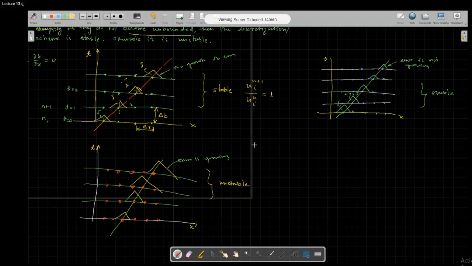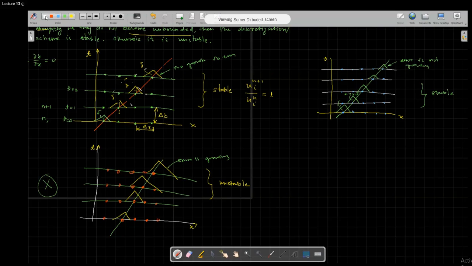Now, for getting this particular situation and this particular situation and not this condition we have to avoid, what should be the condition? So getting these particular solutions is dependent upon what delta t you choose, what delta x you choose, and the speed at which you are moving.